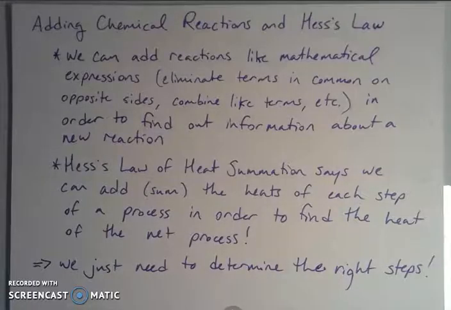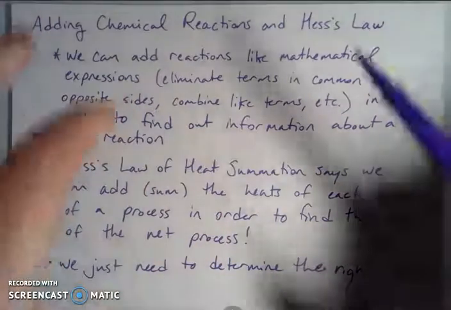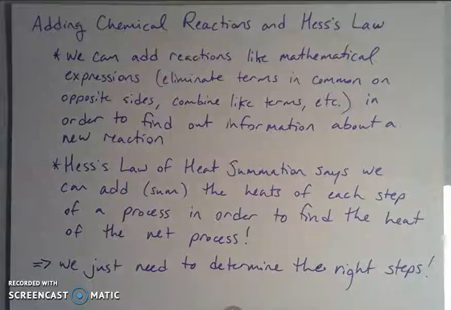So a couple other important things. We can add chemical reactions together like a mathematical equation. You've probably in some of your math classes added together multiple mathematical relationships, and you basically add everything on each side of the equal sign and bring it down together. So we can add these reactions. We eliminate terms that are in common on opposite sides. So if I had an X on both sides, if we're thinking about it in terms of math, then I could divide them out. I could combine like terms, so if I have a Y in a couple places on one side, then I can combine them together.